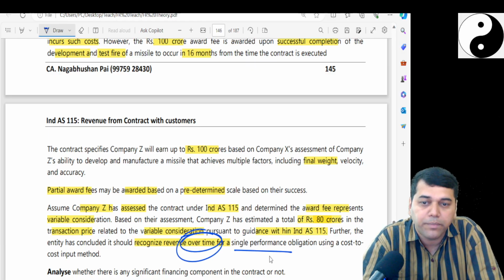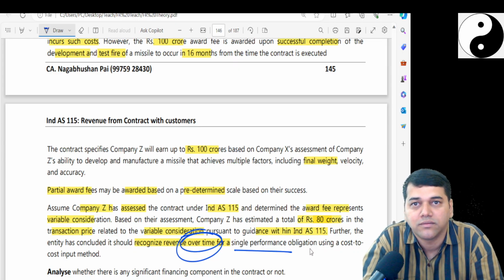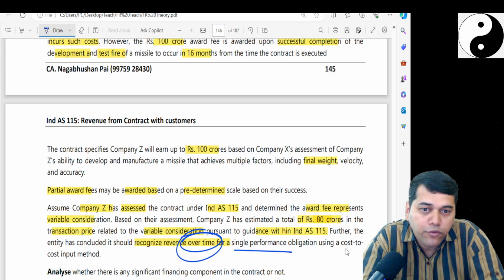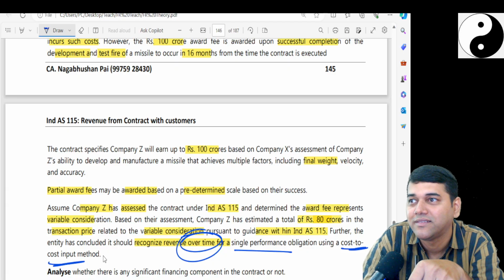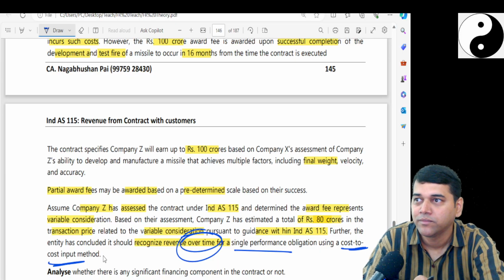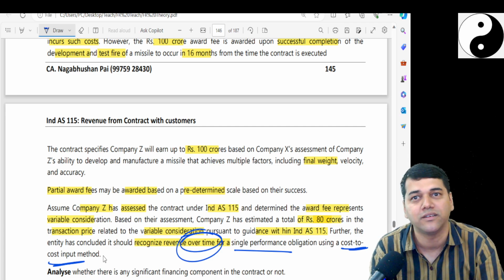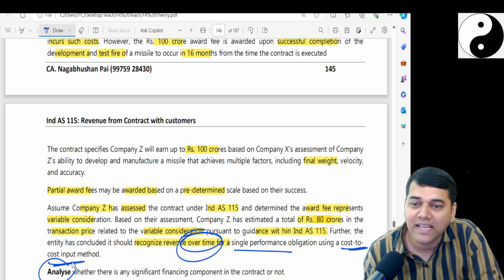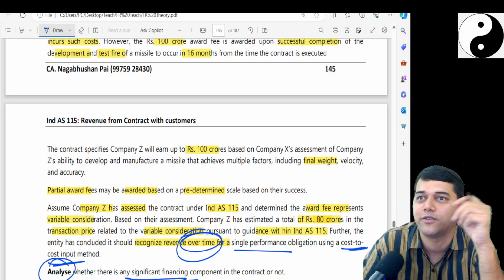Now, since it is over a period of time, you need one input or output method of measurement. So you have used the cost to cost input method. You remember the cost to cost input method? For this they should have given, no, they didn't give, but you should have given the cost to cost, like how much is the estimated cost, how much cost you incurred. Now what they said, analyze whether this is a significant financing component. At the end, the story is different.